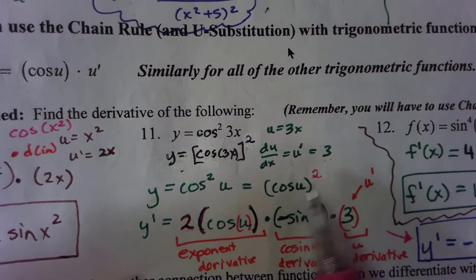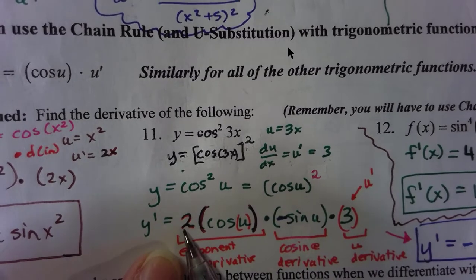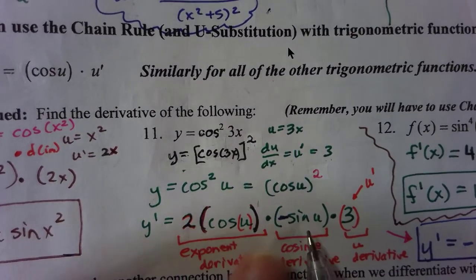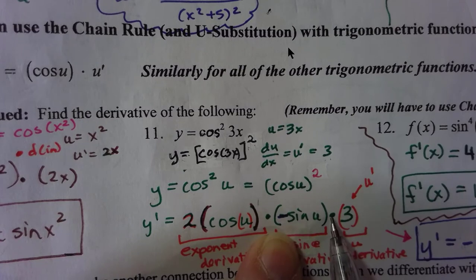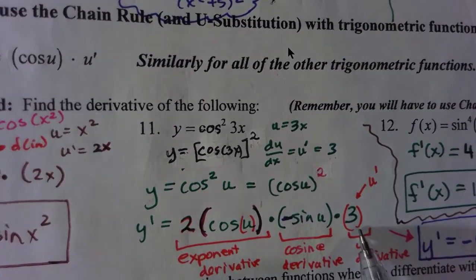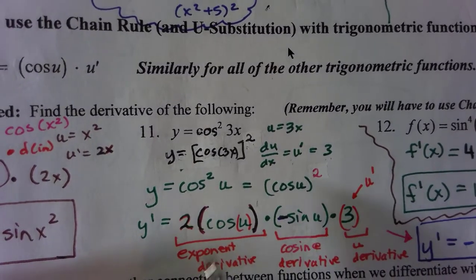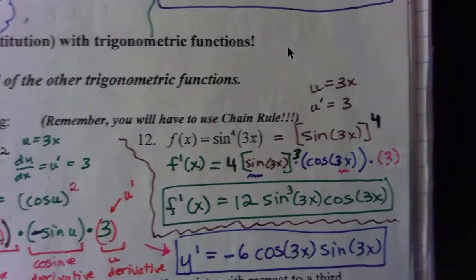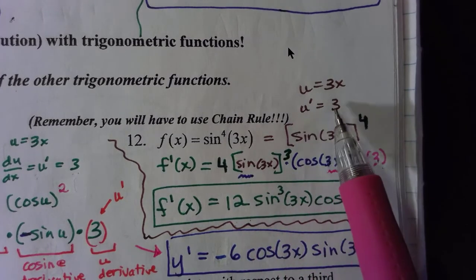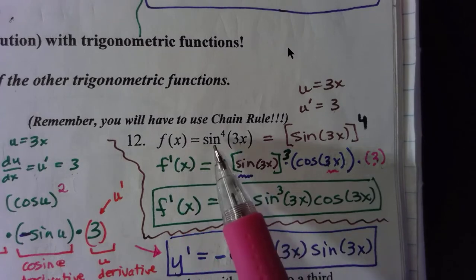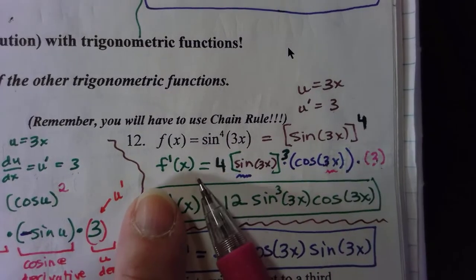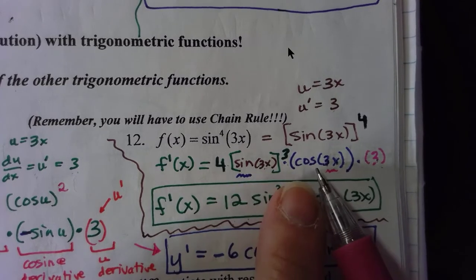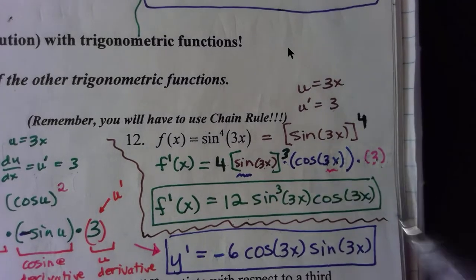Well, we have multiple chain rules going on here. First of all, the exponent of 2 becomes 2 times cosine u to the first power, times the derivative of cosine, which is negative sine of u, times the derivative of u, 3. So we actually had 3 things going on: the derivative of our second power, the derivative of our cosine, and the derivative of our u. If we look here, our u is going to be 3x, therefore our u prime is 3. If we rewrite this, this is sine of 3x to the fourth. So f prime is, the 4 comes down, the exponent becomes a 3, leave the sine 3x in there, times the derivative of sine, which is cosine 3x, leave the 3x in there, times 3, and clean it up.